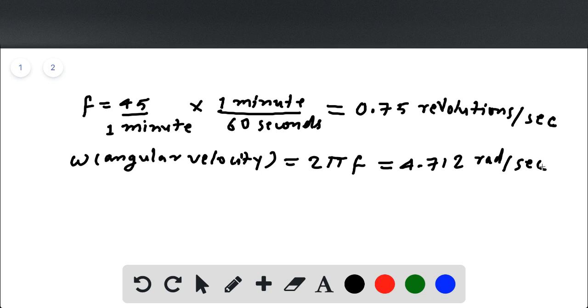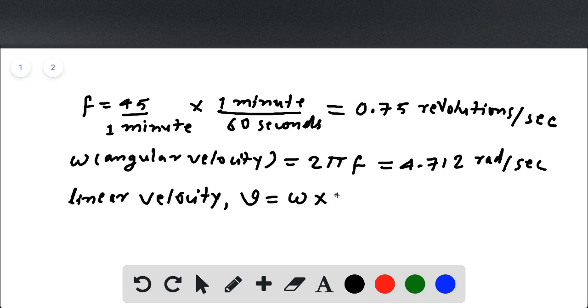So we are going to convert this angular velocity to the linear velocity. The next thing we're going to do is use this relation: the linear velocity, denoted by v, is omega times r. This r here is the radius of the wheel.